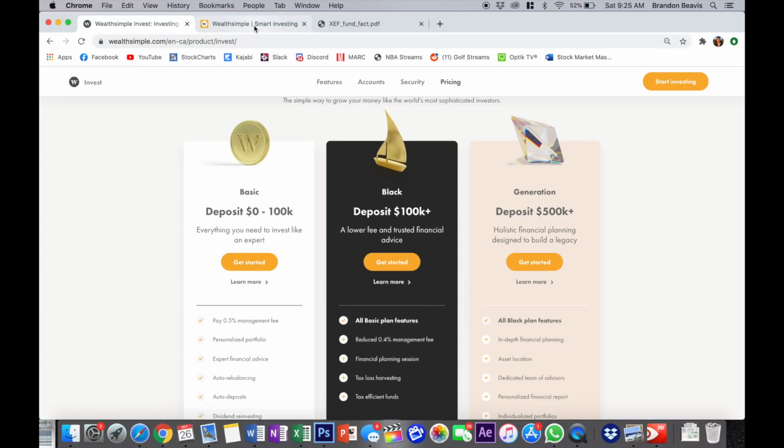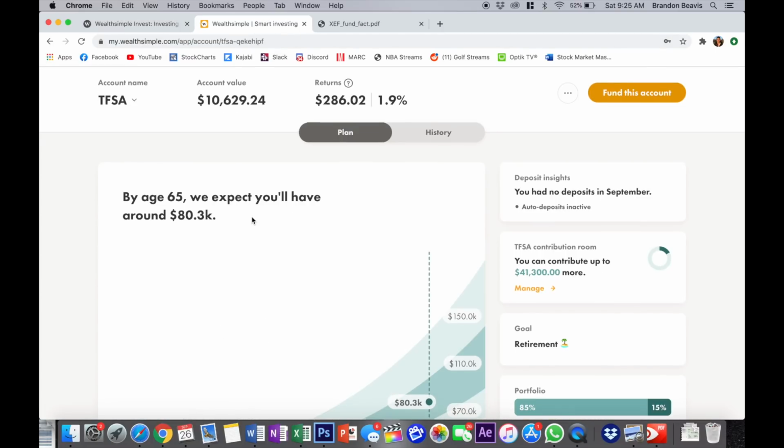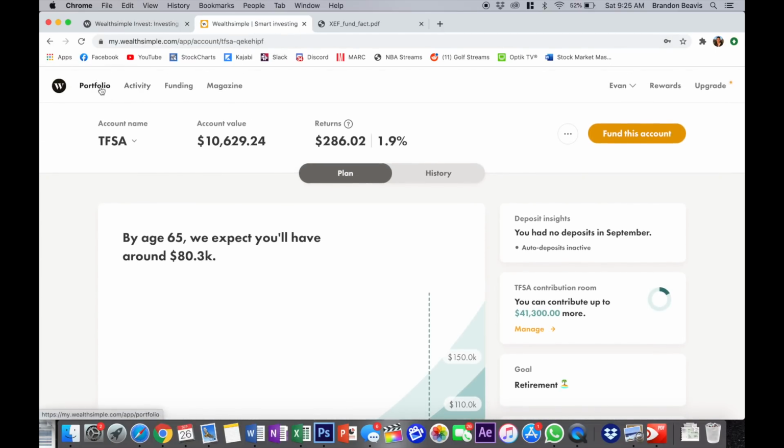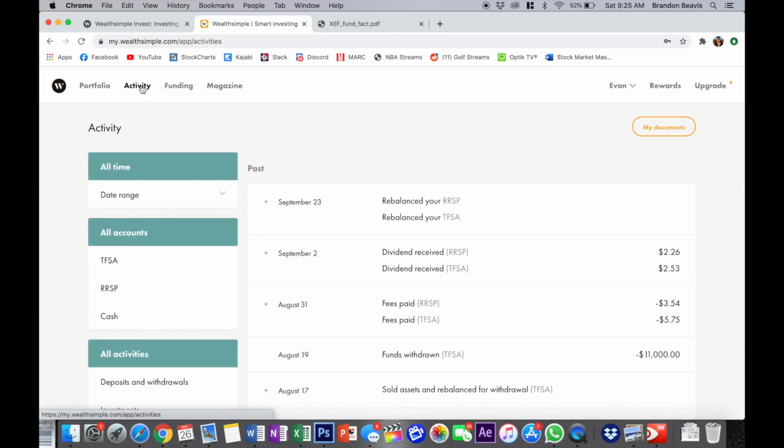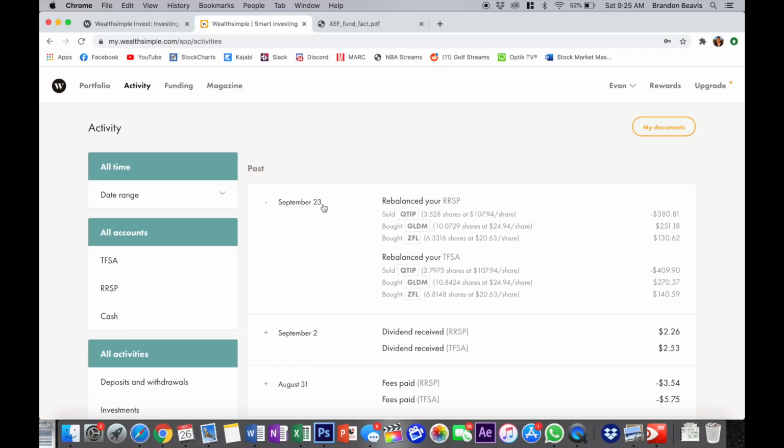But to just showcase this by jumping back into the actual account, if you go to the activity tab, so we have the portfolio tab, which is what we looked at to start with, if it loads. If we go to the activity tab, this will actually show us what's going on within our account. And I love the simplicity here, because what we can see is that on September 23rd, Wealthsimple, the robo-advisor service, rebalanced your RRSP. It rebalanced your TFSA. And again, you don't have to know what's going on here. This is what you're paying them for.